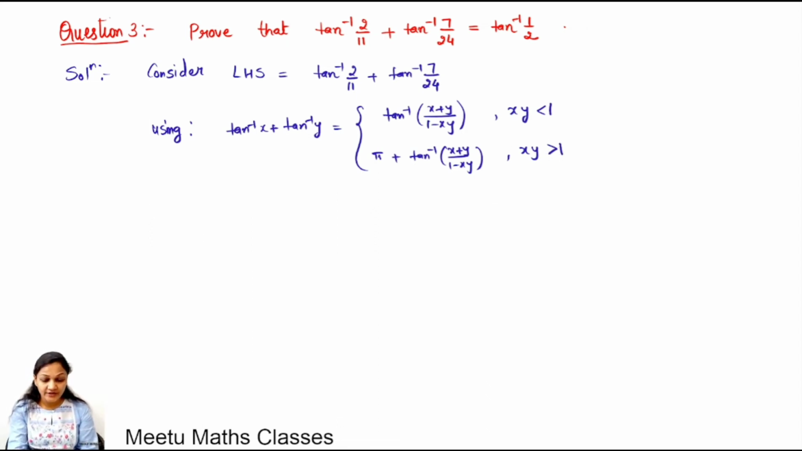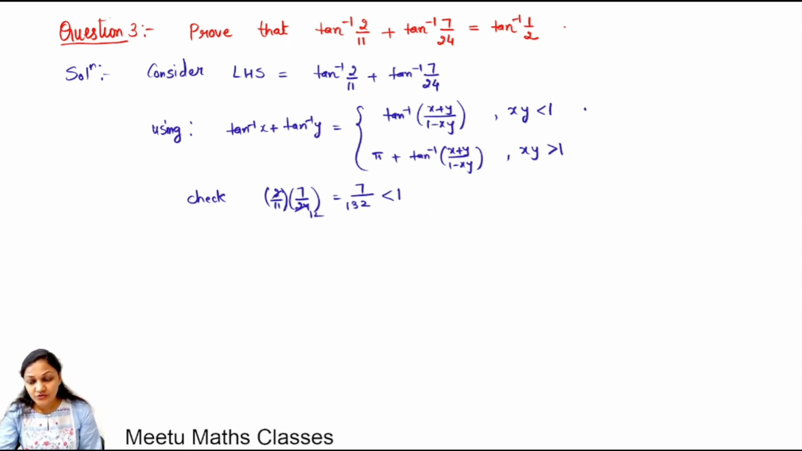Now we are going to check 2 by 11 multiplied by 7 by 24, and this is equal to 7 by 132, that is less than 1. So we are going to substitute this formula. So using this formula, our left hand side will become tan inverse of, with x being 2 by 11, x plus y upon 1 minus x into y.